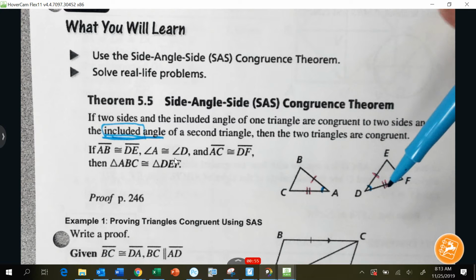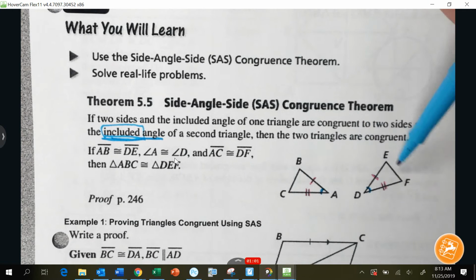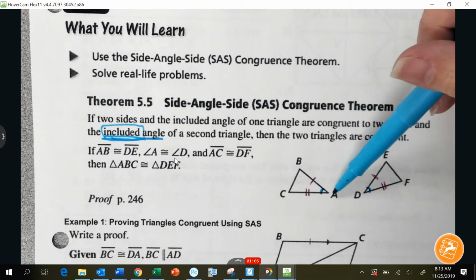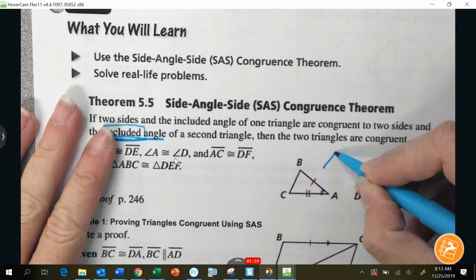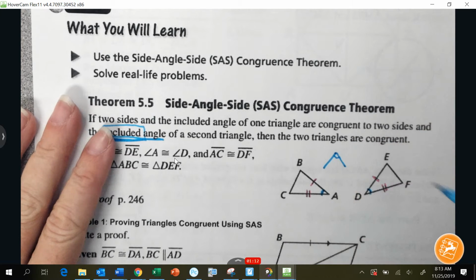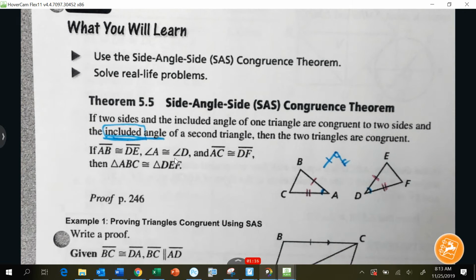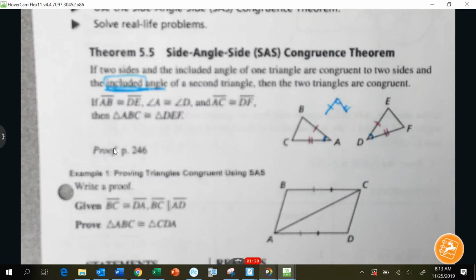This is a shortcut. Side angle side works if the two sides that are corresponding sides are congruent and the angle that is included between them. It literally has to be a side, the angle, and then a side. They have to be right in a row, just like that, for this to work. So if we have side angle side, we can go ahead and say triangles are congruent.